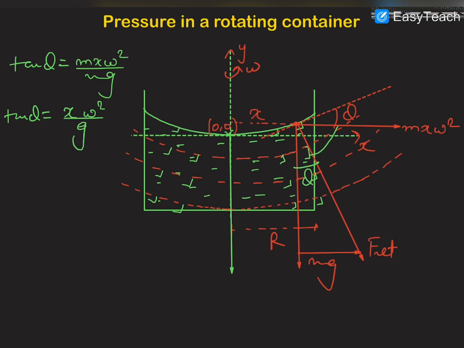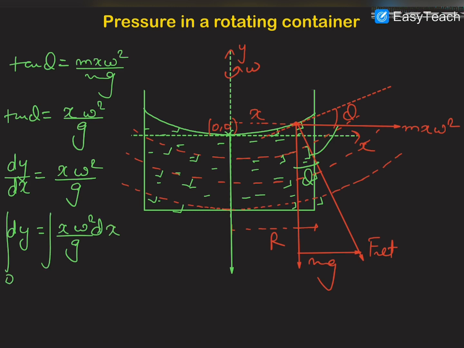And we also know that tan theta is the slope of the curve. This is dy by dx and it is x omega square by g. So dy will be equal to x omega square by g into dx. Integrating both the sides, the limit is from 0 to y, and here the limit will be from 0 to x. And what is y? Y is in fact this height. So y will be equal to x square omega square by 2g. This is the value of y.